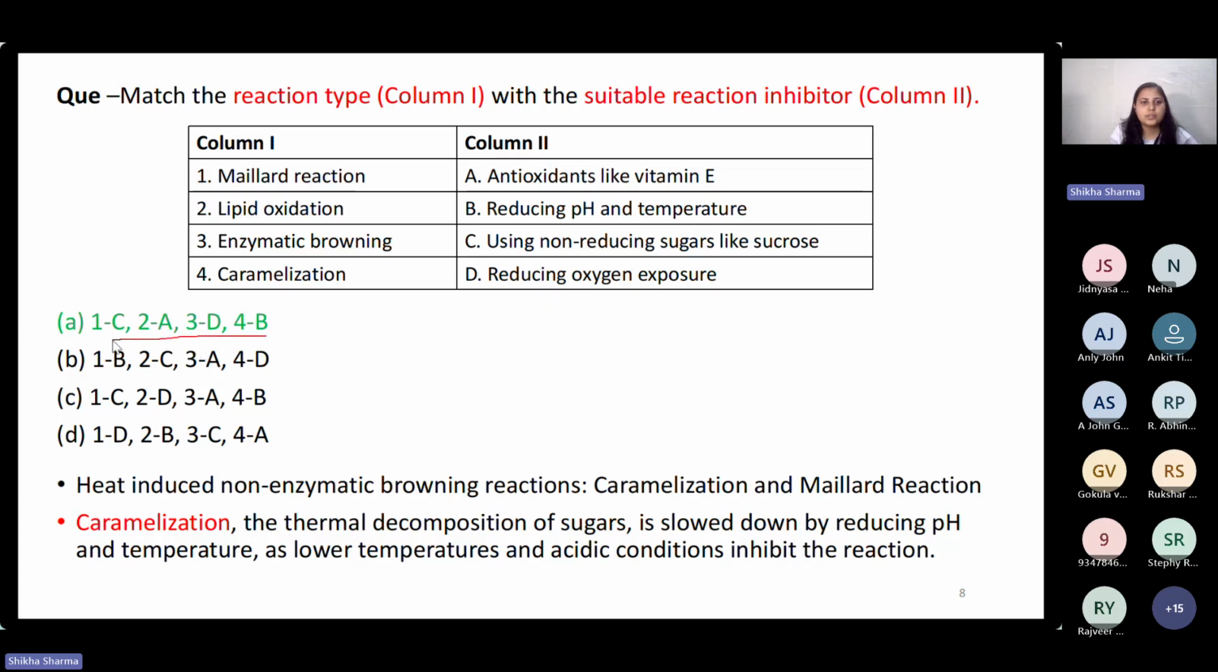So here the answer is first, and let's understand why. We have two heat-induced reactions which are non-enzymatic: the caramelization reaction and the Maillard reaction. They both are non-enzymatic browning reactions and both are heat-induced. The caramelization reaction we just discussed in detail: there is thermal decomposition of the sugars because of high heat, and we can slow down or change the reaction, or get the desired color, by maintaining the pH and the temperature.